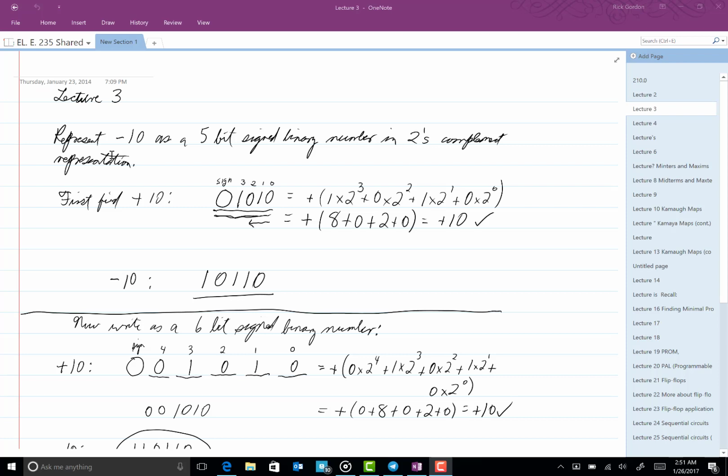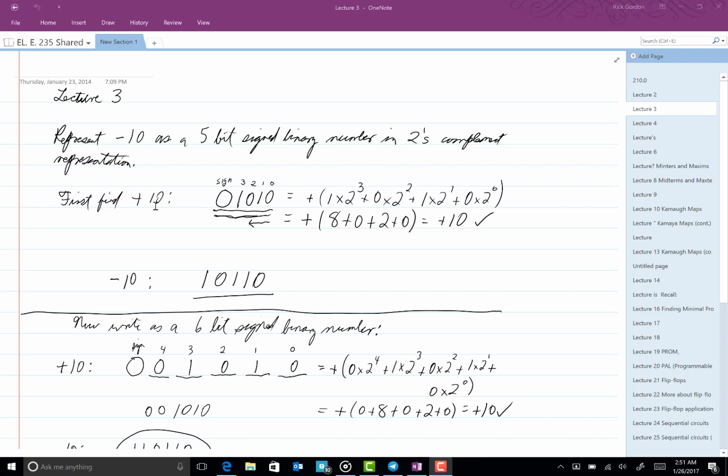And so my advice to you is that whenever you have the goal of writing a negative number in 2's complement representation, the first thing you do is to write the positive form of that number and then take the 2's complement of that to get the desired result. So our first goal here is to write positive 10 as a 5-bit signed binary number.